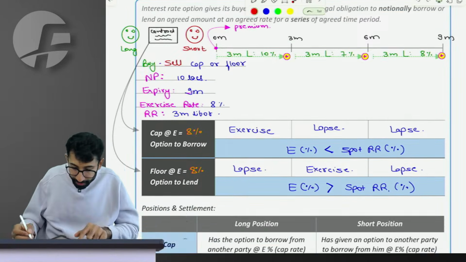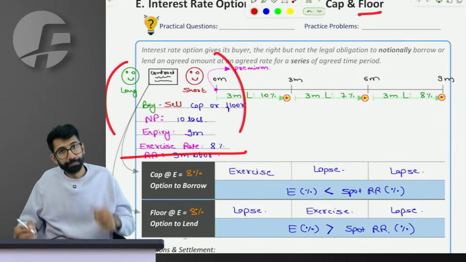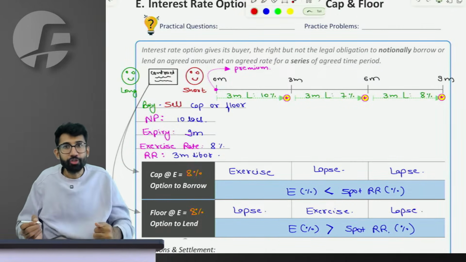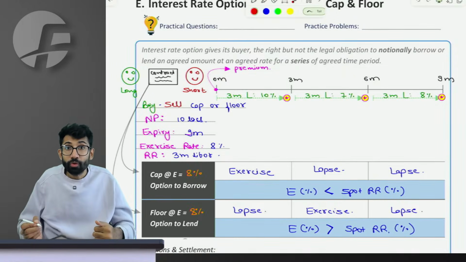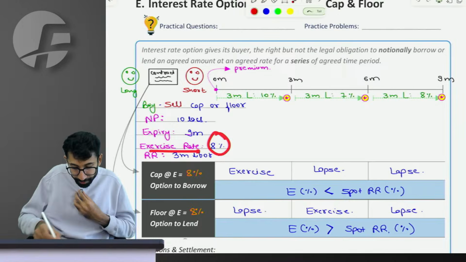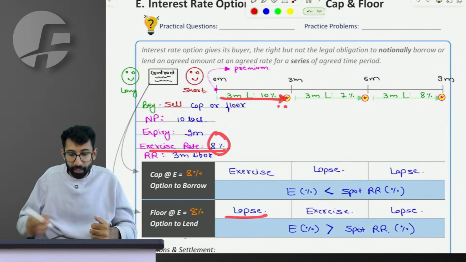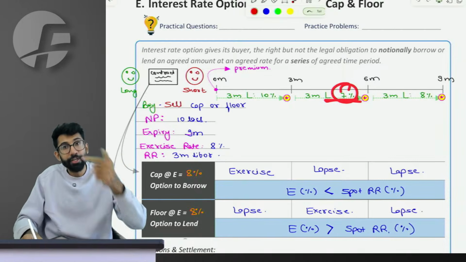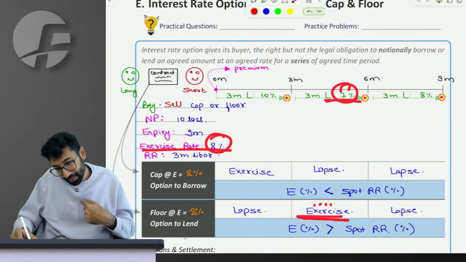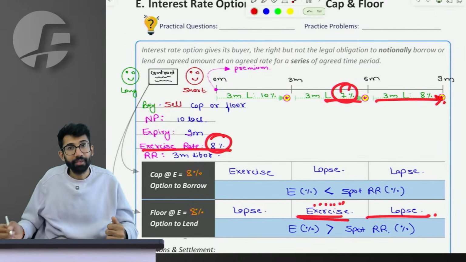Similarly, this time let's talk about the floor. You have a contract, you have an option to lend to me at the rate of 8%. Rate in the market is 10. Will you lend to me at 8? Lapse. Rate in the market is 7. Will you lend to me at the rate of 8%? The answer is yes. You will exercise the contract. If the rate in the market turns out to be 8, the contract will lapse.